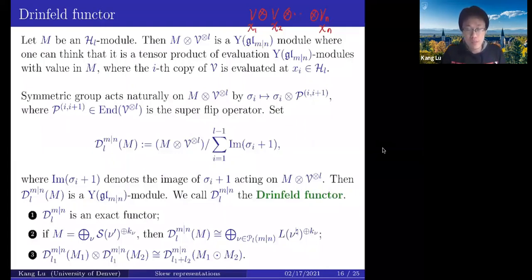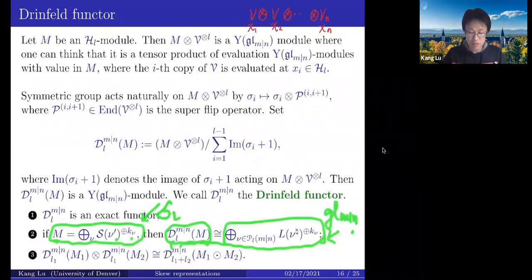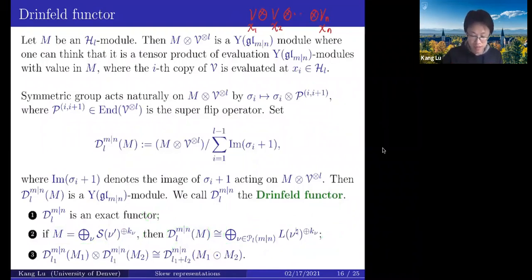So this Greenfield functor has several properties. First, it is an exact functor, and second, one has the following. If M has the following decomposition, then you also know what the corresponding decomposition of its image under the Greenfield functor is as GLMN modules. This is for GLMN modules, and this is for the symmetric group modules. Here this is lambda, this is nu prime. The reason is, this is nu prime because I'm using plus here. If I change it to minus, then this is just the usual nu. And under this Greenfield functor, the induction product becomes the tensor product.